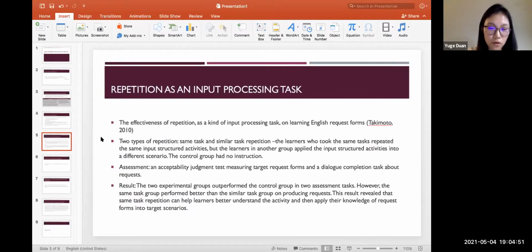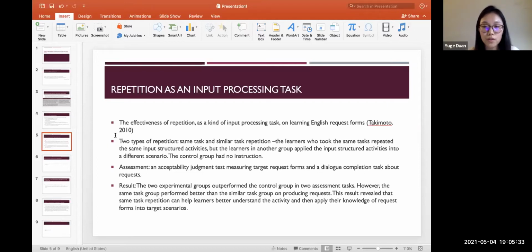And this is another study, which is also from this researcher, Talking Model. In this study, this researcher examined repetition as an input processing task, examining the effectiveness of repetition. So there are 2 types of repetition defined in this research. One is same task and another one is similar task repetition.